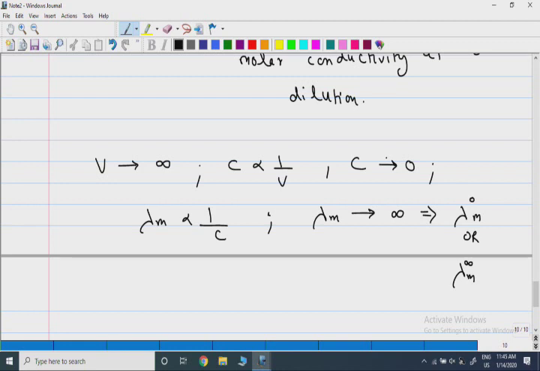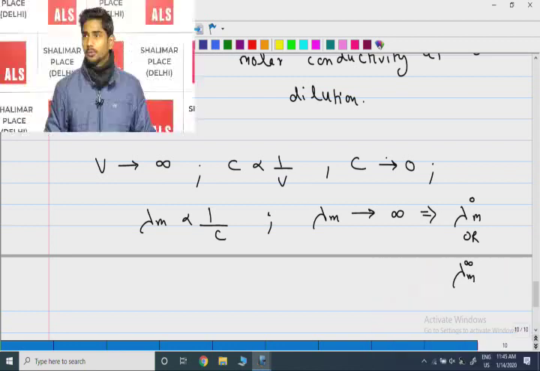Okay. When concentration approaches 0, the molar conductivity defined is known as limiting molar conductivity, or we can say molar conductivity at infinite dilution. Got it? Okay, raise your hand if you have any doubt in this one. Is there anyone who has a doubt?